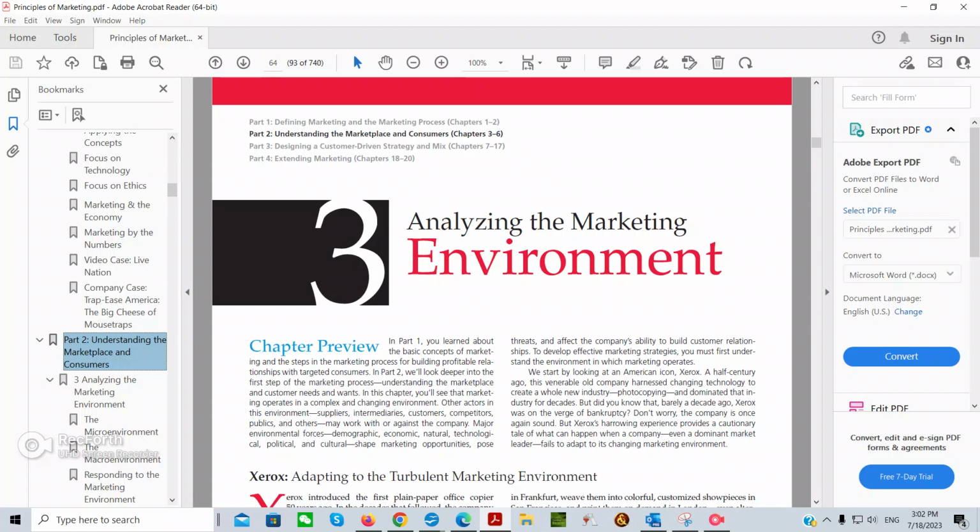Okay. With that out of the way, I'd like to talk about chapter 3 now. This is part 2. Now, part 2 is understanding the marketplace and consumers. You see, it even shows it here and it shows it here. So part 2 will have chapters 3 through 6. Now, this week I'm going to put out at least two chapters, which will be chapters 3 and 4. So today and Thursday, I'll be putting out this material.